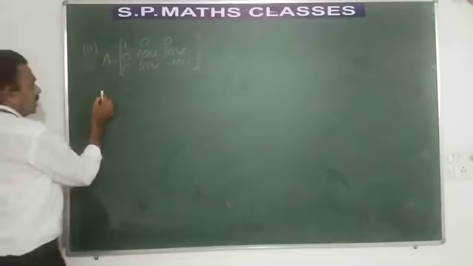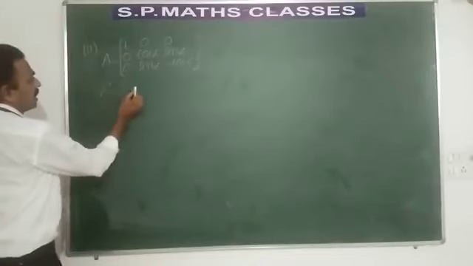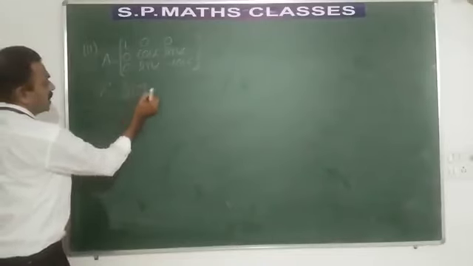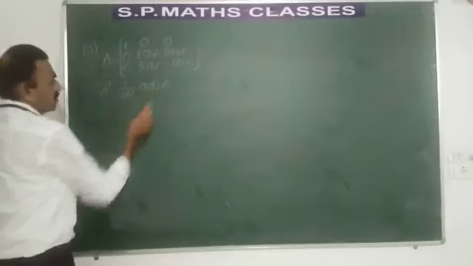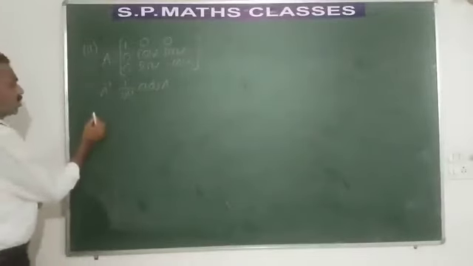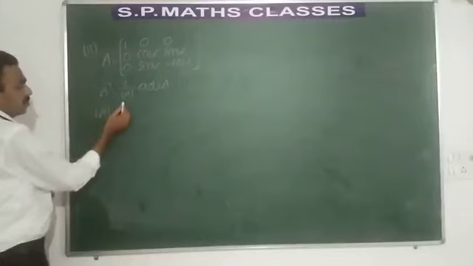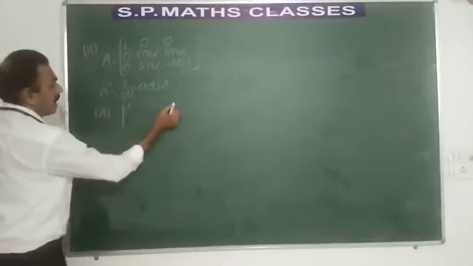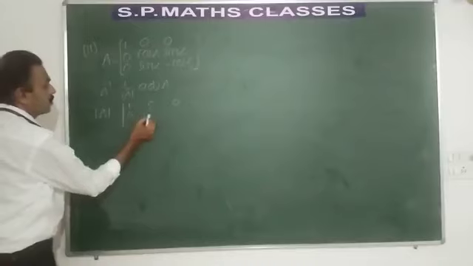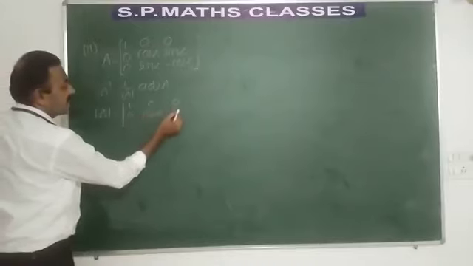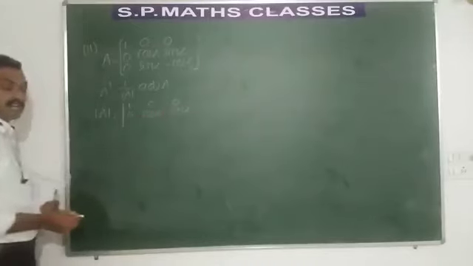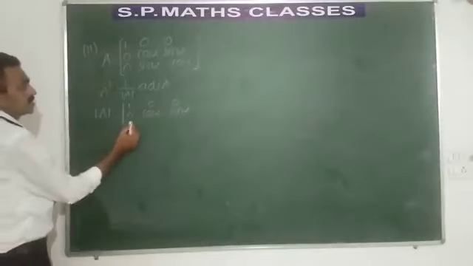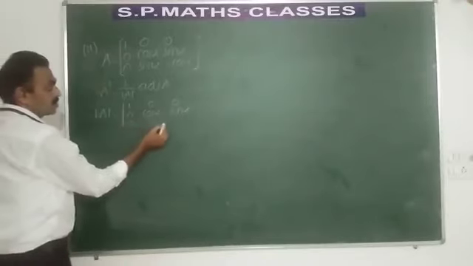How to find out the inverse? Let us write the formula. A inverse is 1 by determinant A into adjoint of A. Let us find out determinant A first, because you know the reason why we have to find out the determinant. If we get it as 0, then we conclude it is singular, and the inverse does not exist.